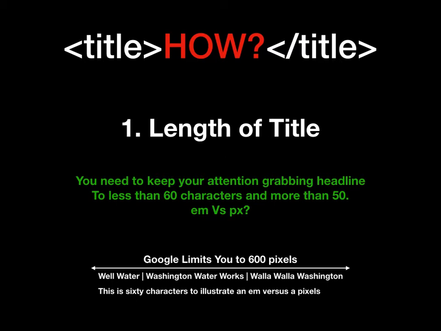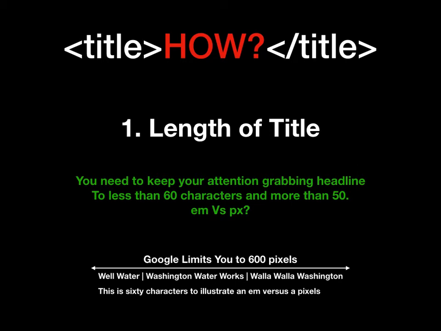So I want to do a real quick overview of what's an M and what's a pixel. A pixel is the single dot that is on your screen. So if a title tag is a width of 600 pixels, it's 600 dots all the way across. Now an M is something a little different. M is set to the widest letter in the English language. So for us on the QWERTY keyboard, it is a W.